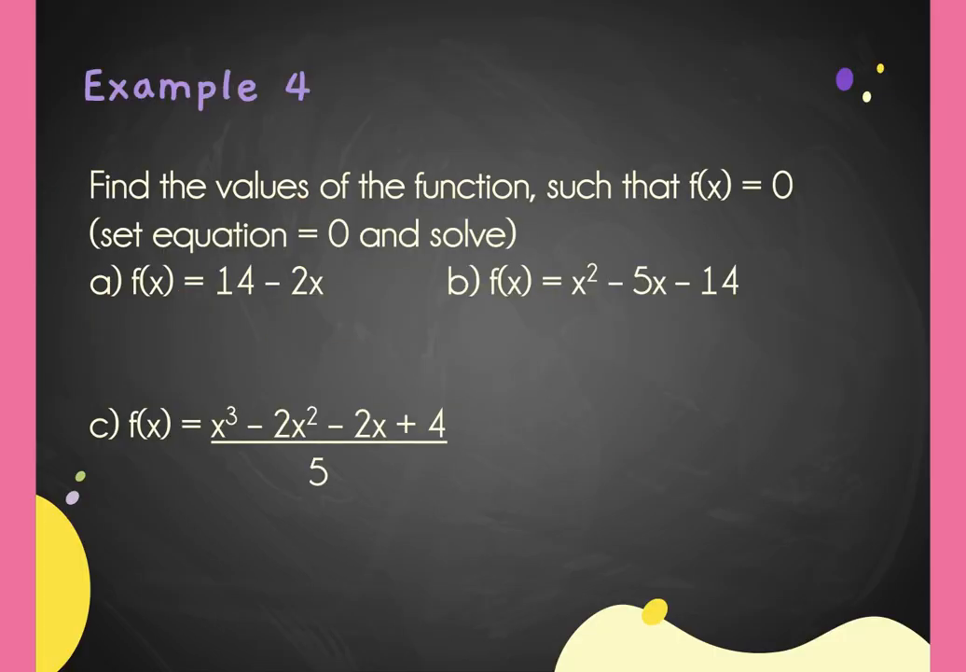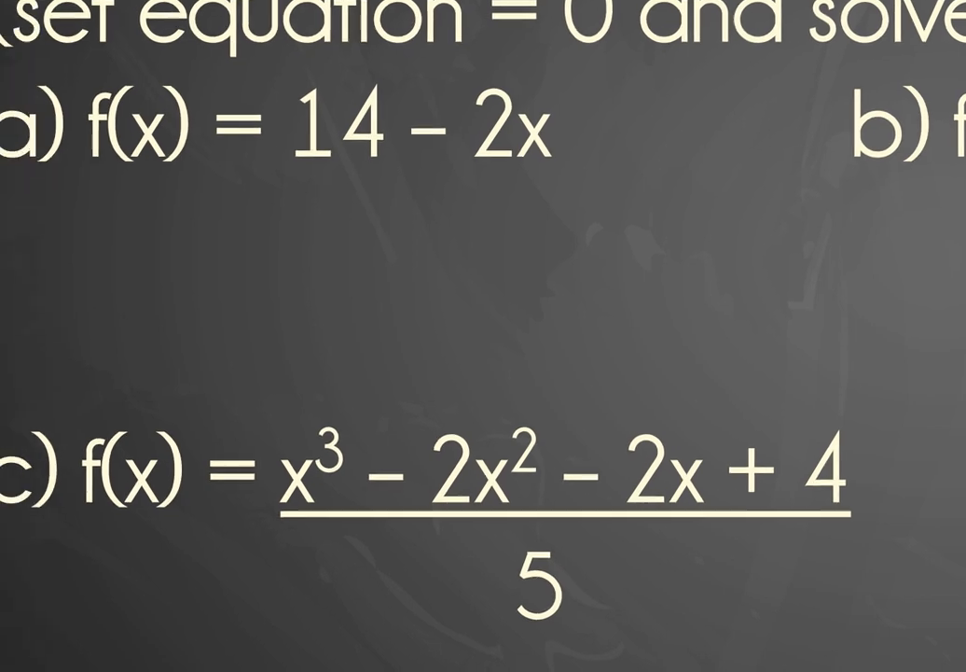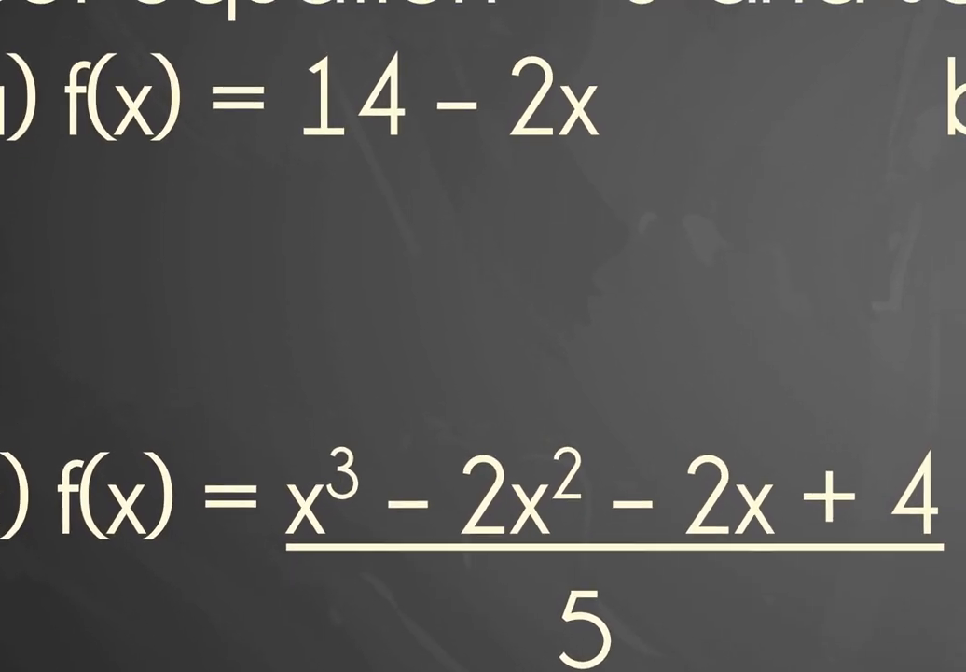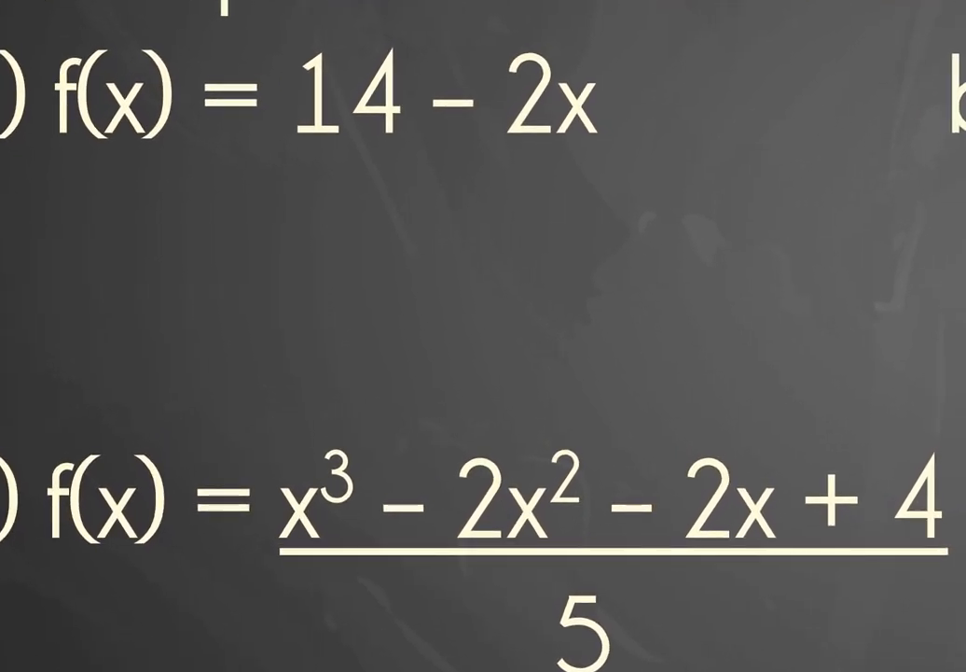All right, then you're going to get something that says find the values of the function such that f of x equals 0. So this is just like saying find the x-intercepts. This is just like saying find the zeros. This is like saying find the solutions, find the roots. All of those are the same thing. All we do is set our equation equal to 0. So we start basic, like if f of x equals 14 minus 2x, I would do 0 equals 14 minus 2x, and then solve my equation.